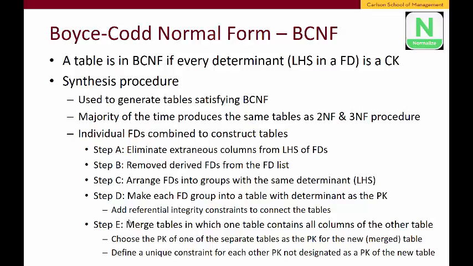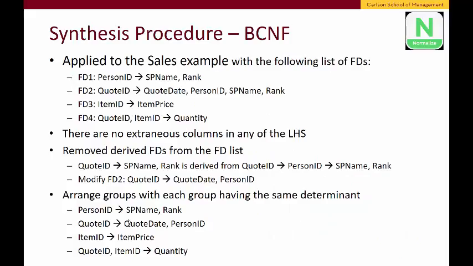The third step, C, then arranges functional dependencies, or FDs, into groups with the same left-hand side, or LHS, and step D makes each of these groups into a table with determinant as a primary key and foreign key, or FK, constraints that connect the tables, which we have been doing throughout the entire class. The last step, E, is really not necessary, but needs to be pointed out as it prevents unnecessary tables, and I'm not going to really discuss it.